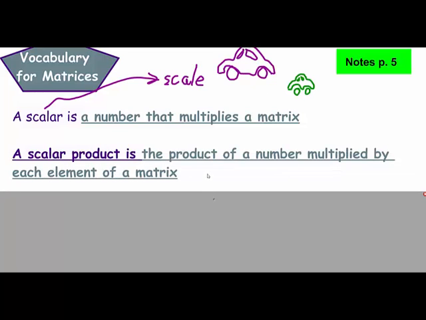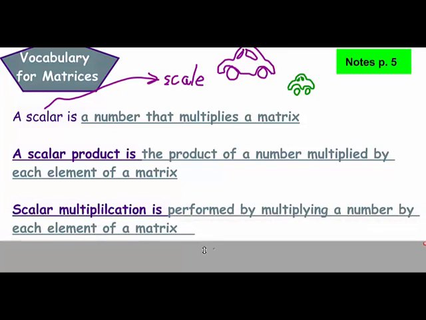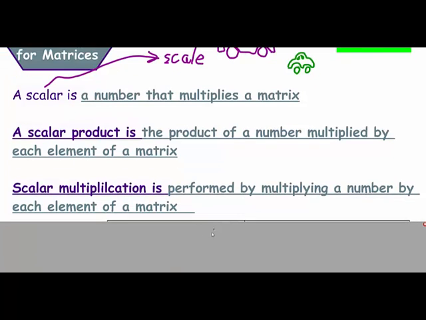The scalar product is the product, the result, the answer, when you multiply that scalar with each element inside the matrix. And scalar multiplication is performed by multiplying a number by each element of a matrix. We're going to start seeing how we do some of that stuff.